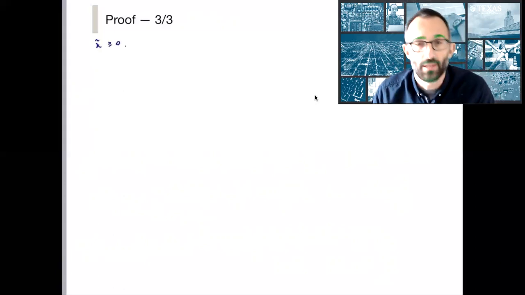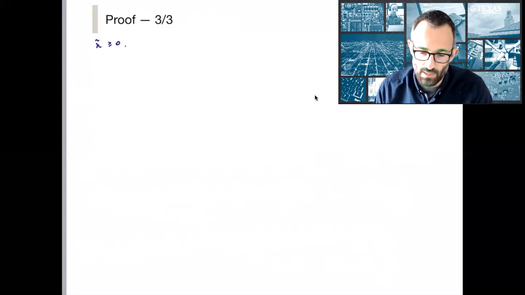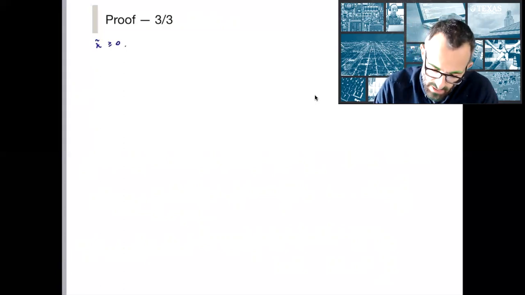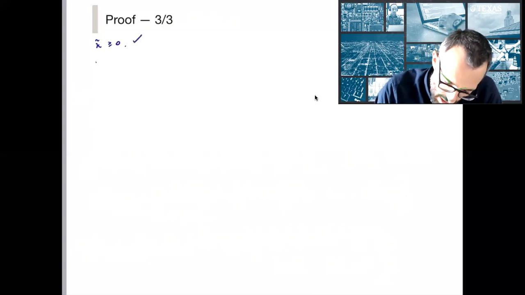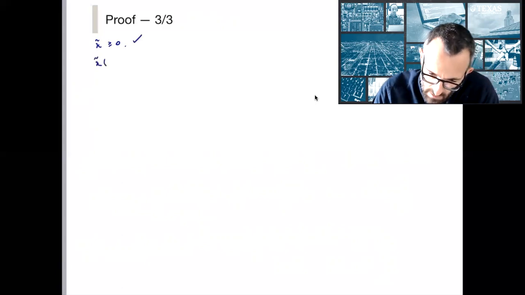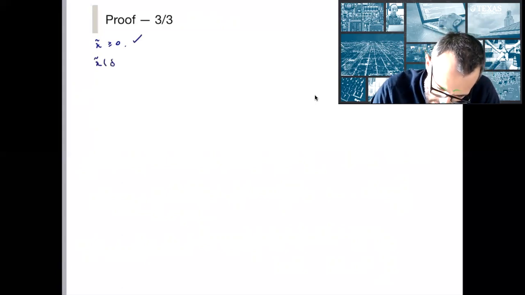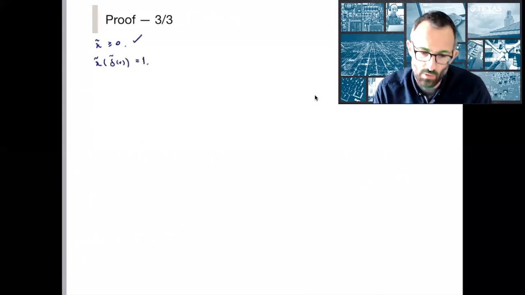So first of all, certainly x tilde is non-negative. That one is straightforward to check. Now the second, so that's easy to check. But I also now need to show that x tilde of delta tilde of v is equal to 1.